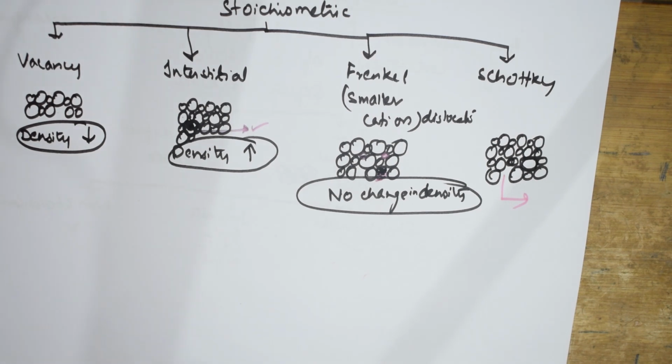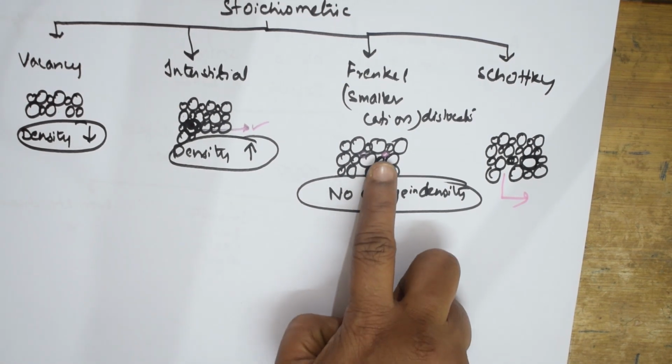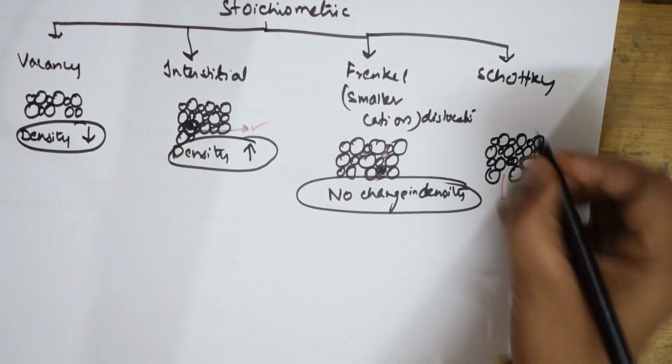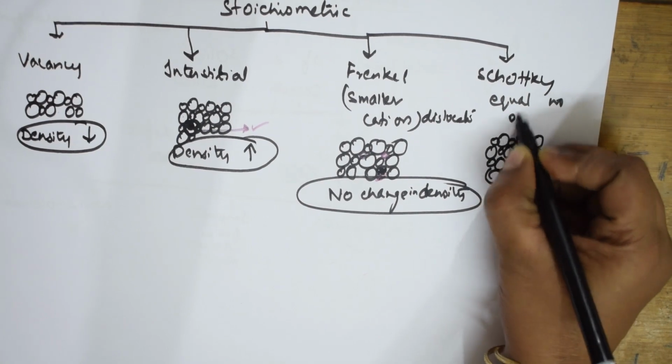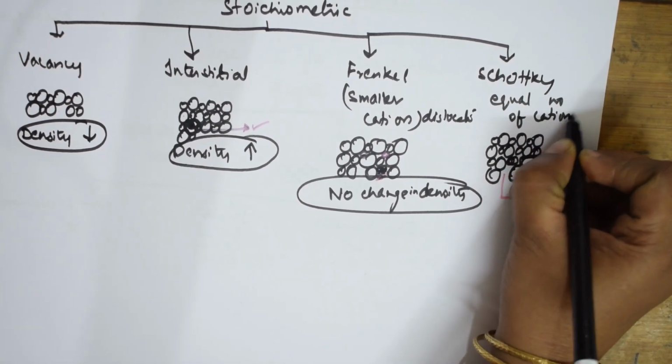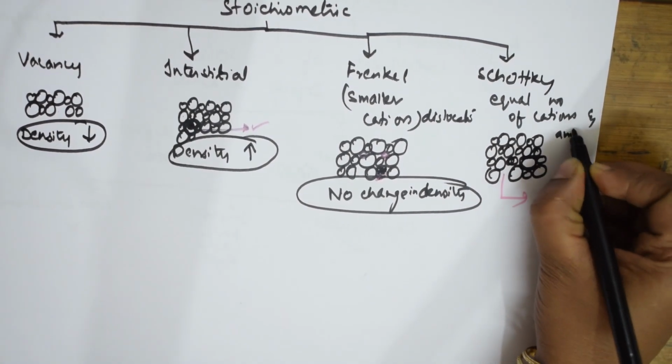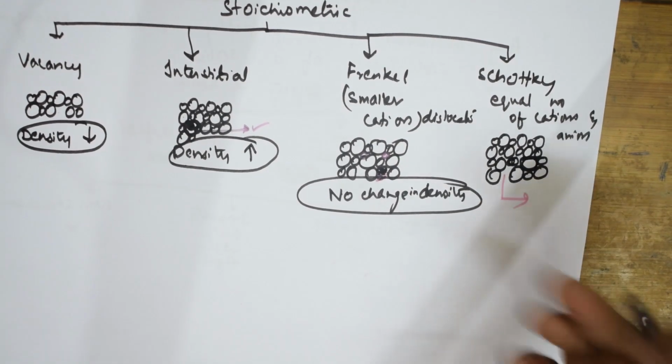So basically, we said Frenkel is due to the cation. This type of defect is found in ionic compounds. You need to remember that in Schottky, this is due to an equal number of cations and anions missing from both sides. Here only the cation was missing. In Schottky, equal numbers of cations and anions both will be missing, right? So now, which is missed out?